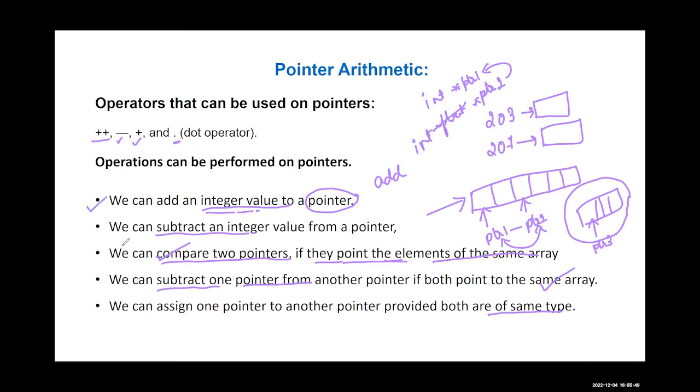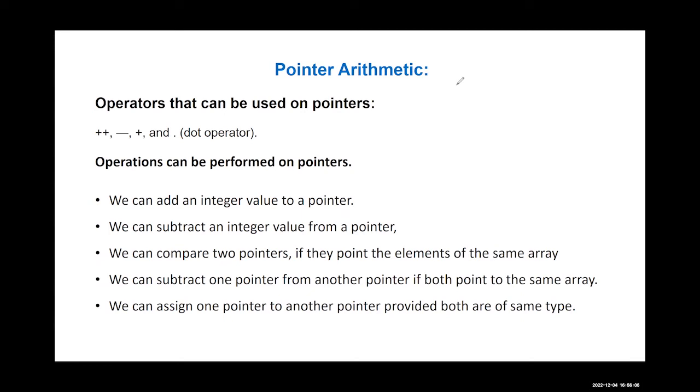So we can add an integer value to a pointer, we can subtract an integer value from the pointer, we can compare and subtract pointers provided they are pointing at the same array, and we can assign one pointer to another provided they are of the same type. I hope this is clear. So this is about the different pointer arithmetic operations that we perform on pointers.